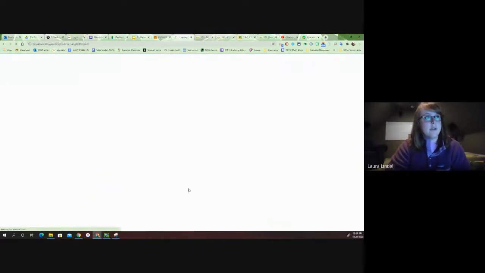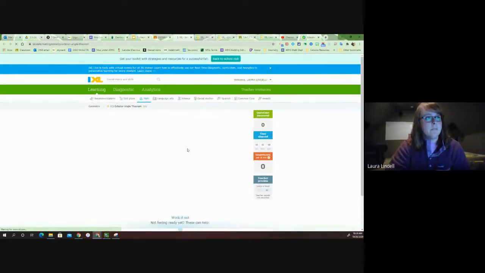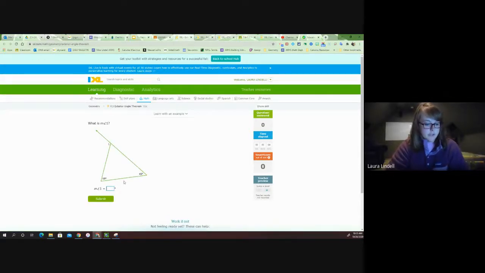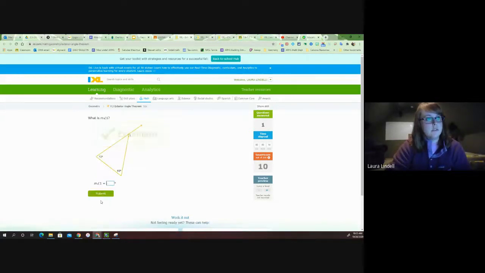And then the last one, exterior angle theorem, is going to be this time where we take the two interior angles, 68 and 49, and add them together, and that'll equal our exterior angle, 117. This one we would add together 72 and 63, and that would give us our exterior angle. Okay, so those are our IXL sections.